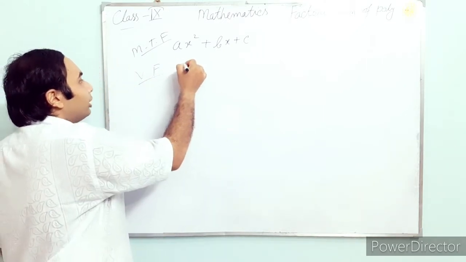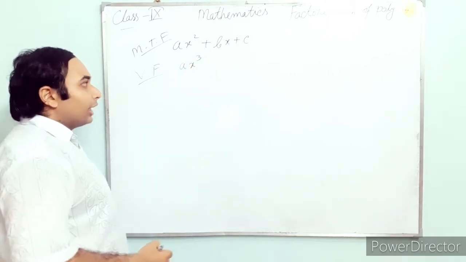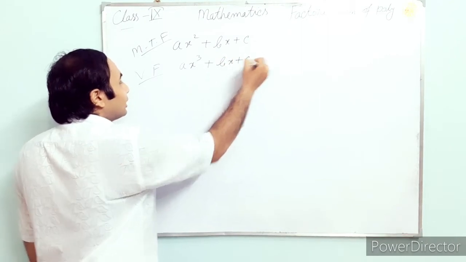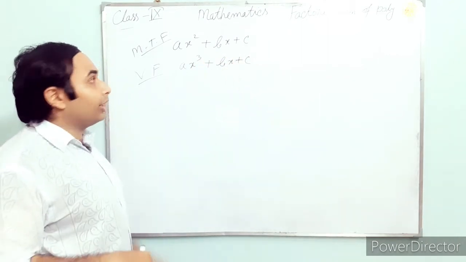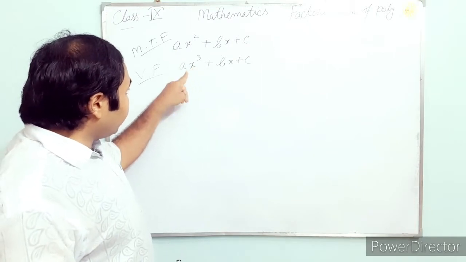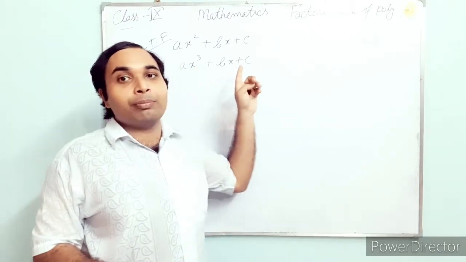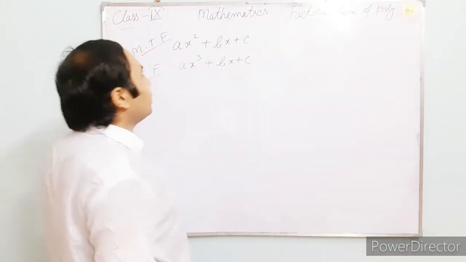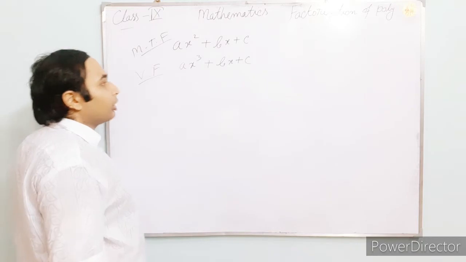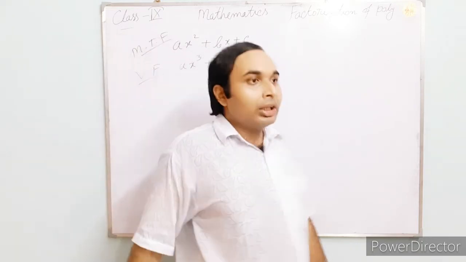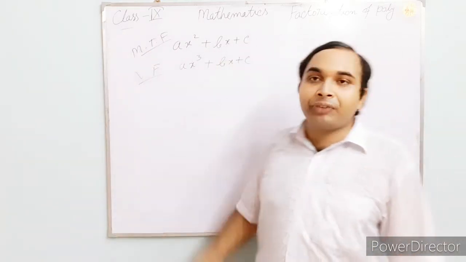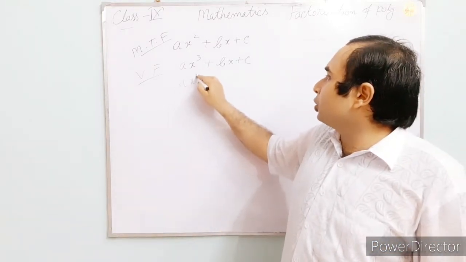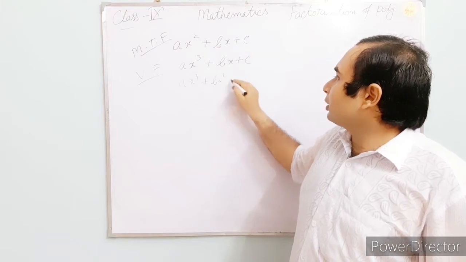Traditionally we do it with this form: x cube plus bx plus c. Just see, the square term is vanished here. It should have been x cube plus bx square plus cx plus d, like that. But here the square term has been vanished. We have to factorize this type of polynomial, and we cannot do the middle term factor there. It's not possible.